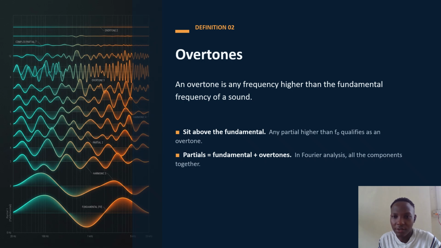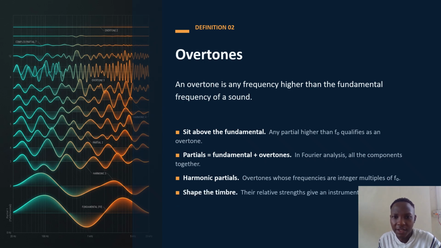As we said in Fourier's analysis, all the components are together. Harmonic partials are the overtones whose frequencies are integer multiples of the fundamental, while their relative strength shapes the timbre given the behavior of a certain musical instrument. So these terms are used when discussing the acoustic behavior of musical instruments, which we have seen through talking about the overtones.